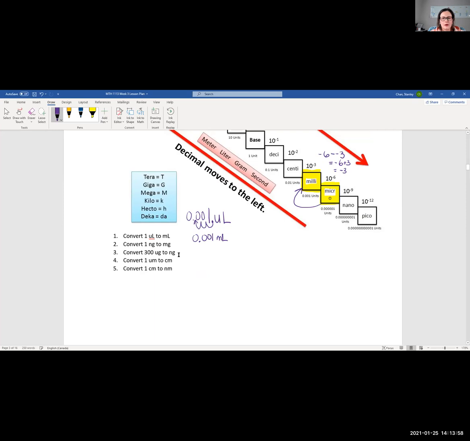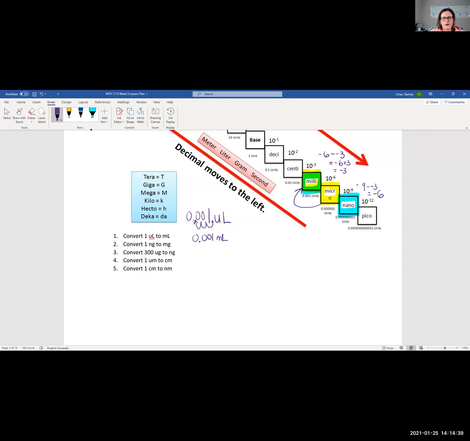So for question number 2, we're converting from nanograms to milligrams. Nanogram is way down here. So here's nano, and we're converting from nanograms all the way up to milligrams. Nano is times 10 to the negative 9, so it's negative 9 minus negative 3. How many spaces are we going to move the decimal place? Yeah, so 6 places in total.